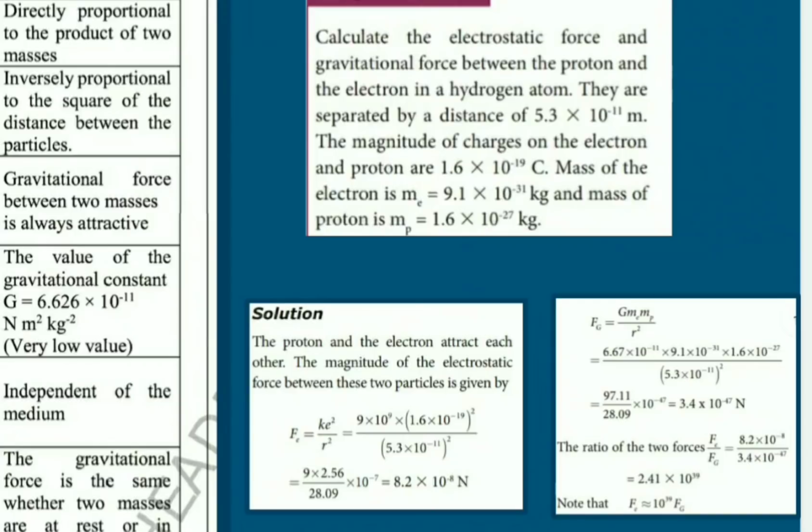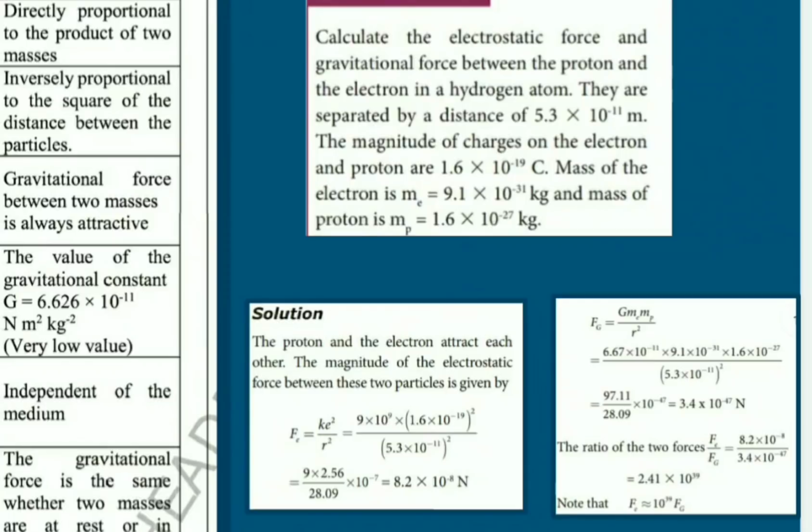So we are finding out what is Fe first. What is Fe, the electrostatic force? It is K into Q1 Q2 by R square, but both Q1 and Q2 are the same here, as the charges of the electron and proton are the same, so we can write it as e square by R square. So substitute the given values and we find the value of Fe. In the same way, what is Fg? It is G into M1 M2 by R square.